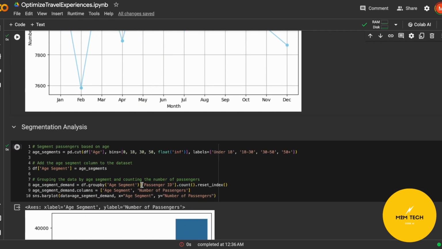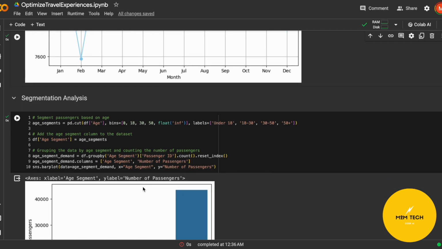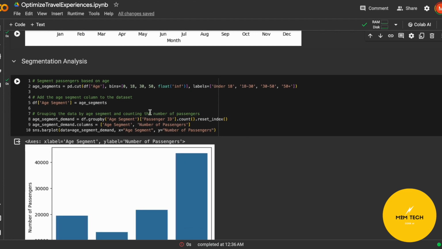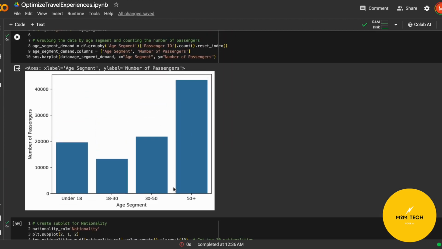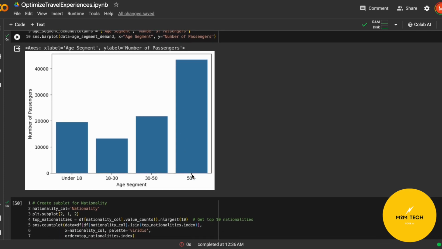Okay, so then I move on to doing some segmentation analysis. I was very interested to know what age group of people fly the most. So I created bins where I created four different categories: under 18, 18 to 30, 30 to 50, and 50 plus. And we can see that people in the 50 plus age segment take most of the flights. And that was an interesting exploration that I saw.